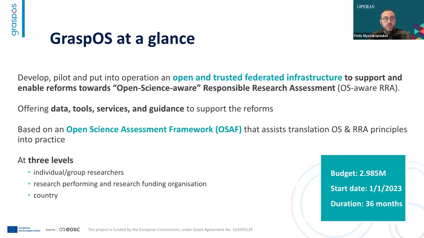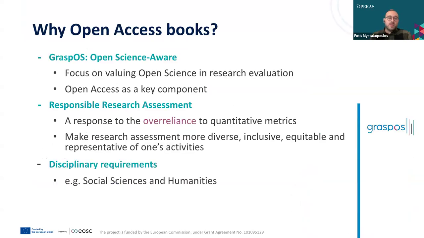We have a very diverse consortium made of 18 partners. The key thing to know here is that there is expertise from across the board in data management, open access, scholarly communication, and of course, research evaluation. We will try to answer two questions today, just to introduce you to the topic: why open access books and why OPERAS metrics? I will mostly focus on why open access books. To begin with, we need to address the components around the GraspOS project, which is an open science aware responsible research assessment. Effectively, we're trying to bring the focus on open science and how it can be included in research evaluation. Of course, open access is a key component of this conversation. So I hope this makes it very clear why open access is important in this conversation.